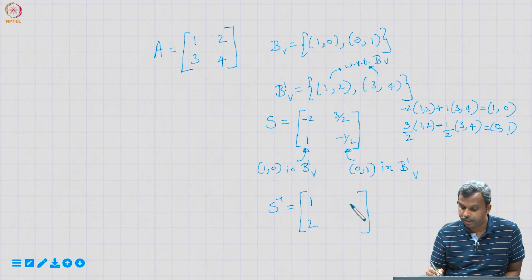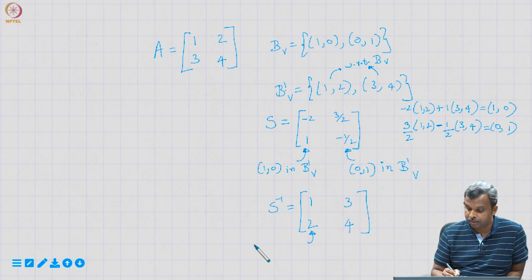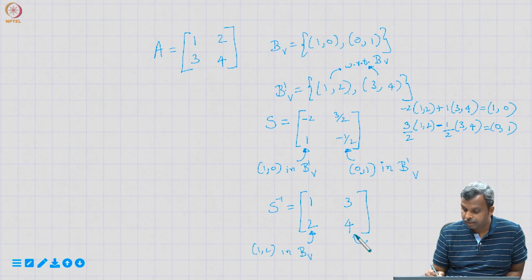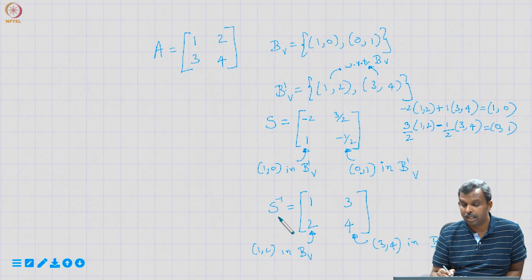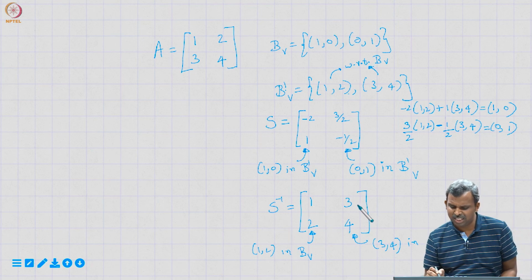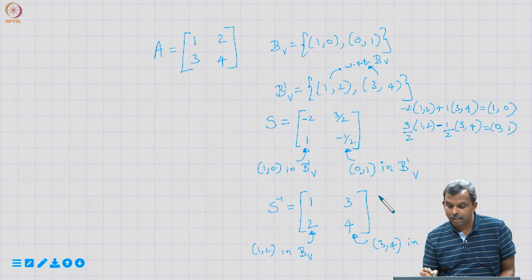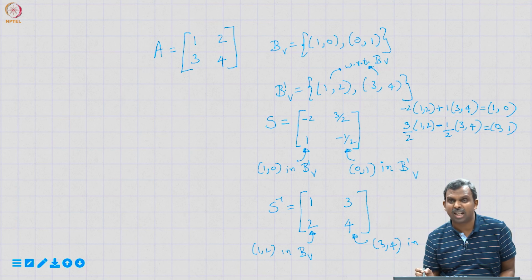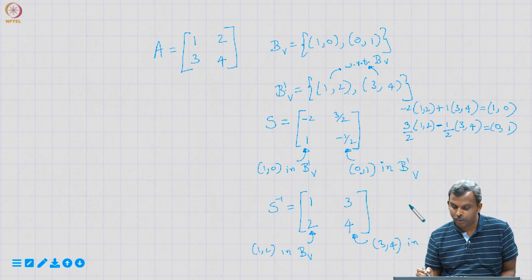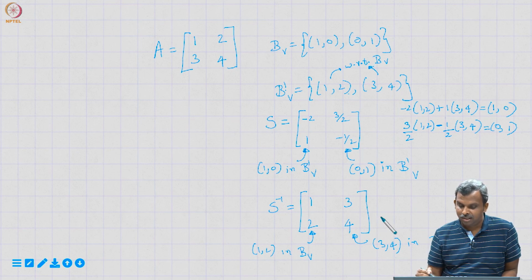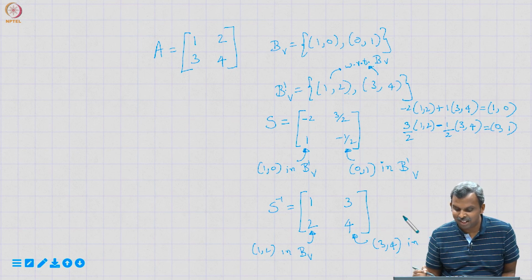I hope I got this right. And then you'll write (3, 4). This is very easy to write down, right? This is basically (1, 2) in BV, and this is (3, 4) in BV. So it's very easy to write down S inverse. S is just the inverse. You can check that these two are inverses. If you take this and multiply with this, you should get the identity. It should work out quite okay. It looks okay to me. So this is S inverse.